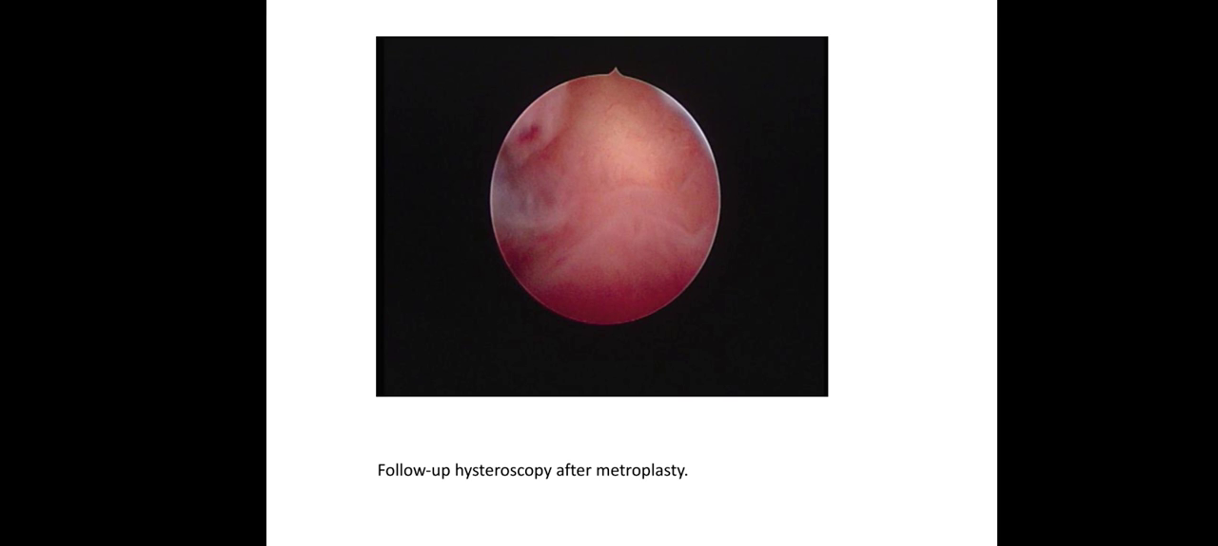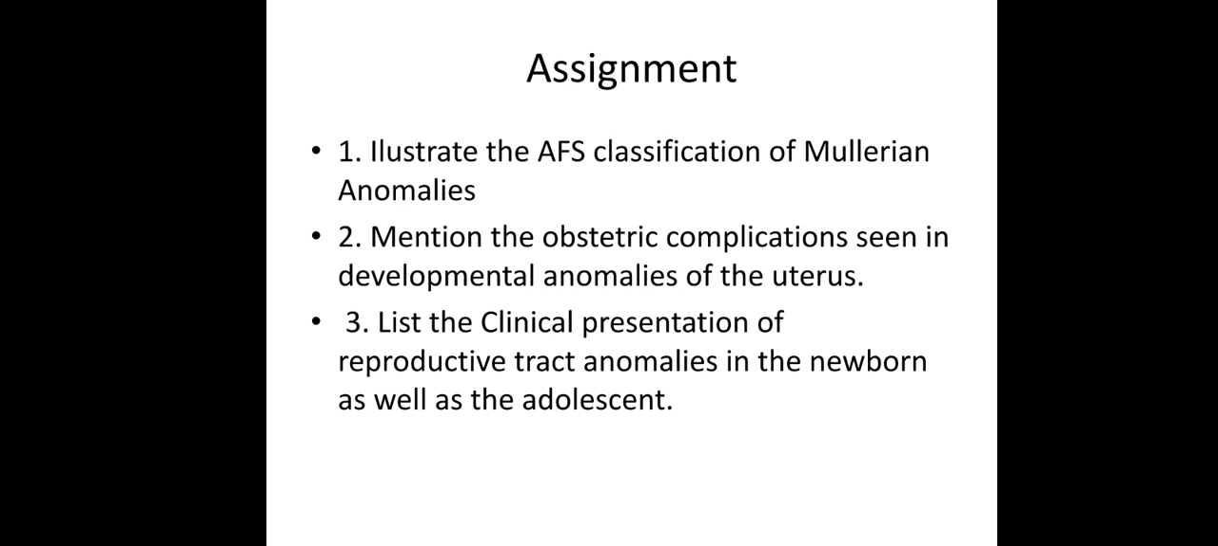Of course, for an imperforate hymen, you can put a cruciate incision to make it patent. And we talked about the septum. If it's a vaginal septum, you can remove it.